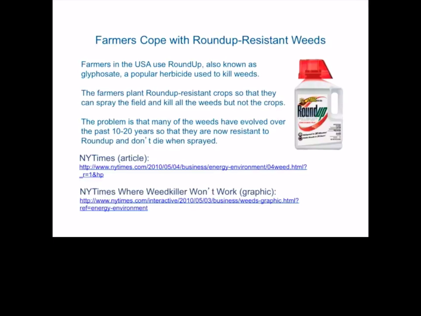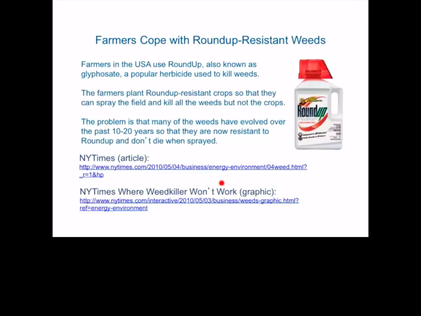In the United States, we've been using Roundup for decades, and farmers have been using Roundup. They plant crops that have been engineered to be resistant to Roundup. These crops can make these aromatic amino acids so they are not killed by the application of Roundup. The problem is that many weeds, through evolution over the last few decades, have evolved resistance to Roundup. And so Roundup no longer kills them.